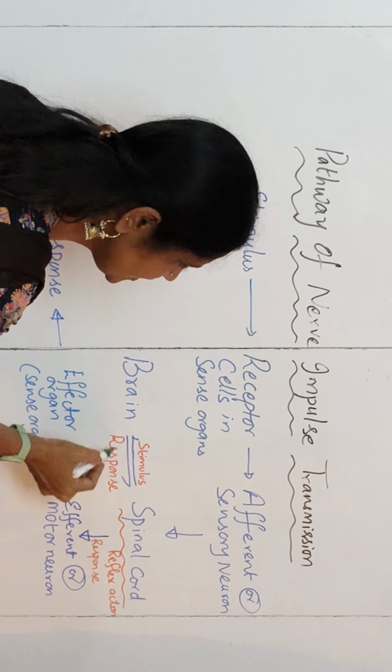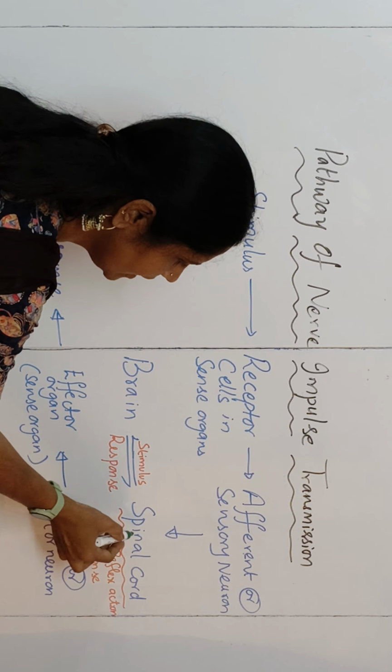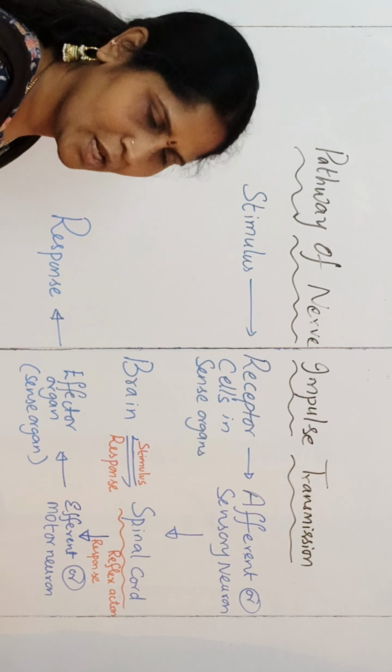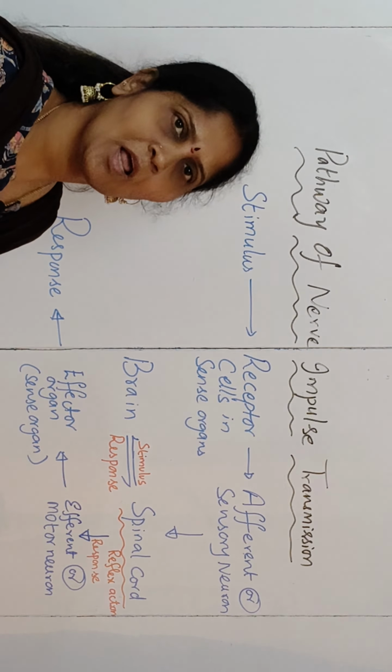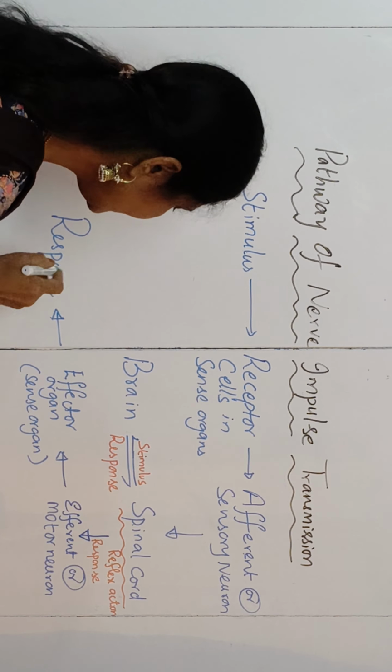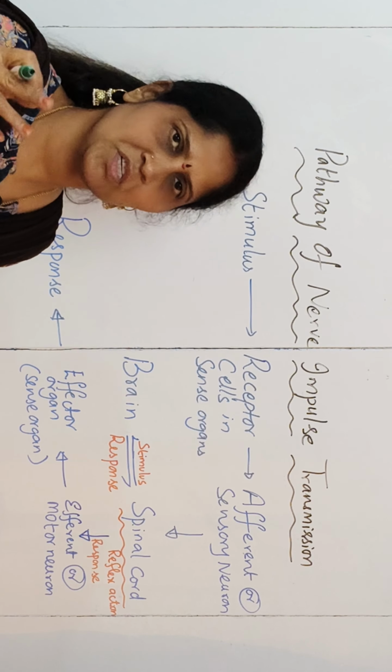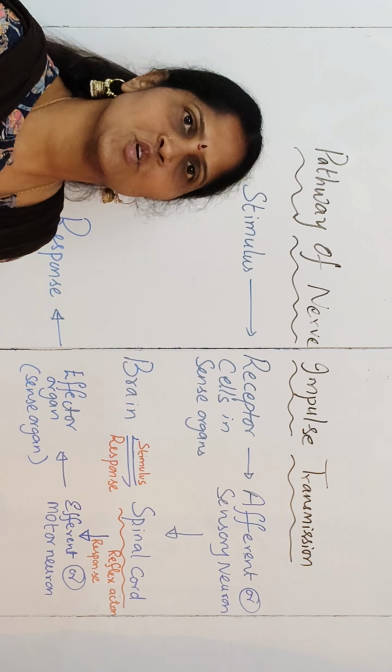From the brain, the response is generated and it goes back to the spinal cord. From there, it goes to the efferent or motor neuron. Then it goes to the effector organ, which is my hand. And then I generate the response of taking it off from whatever I touched as the stimulus. So that is the actual process.